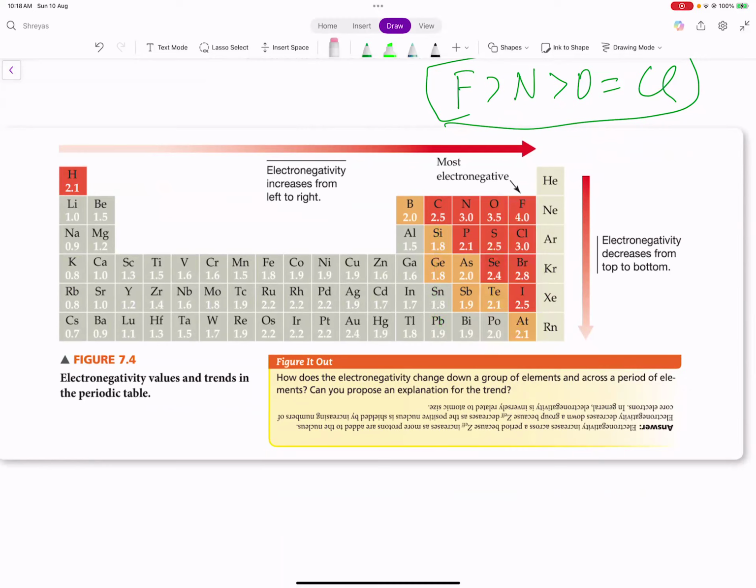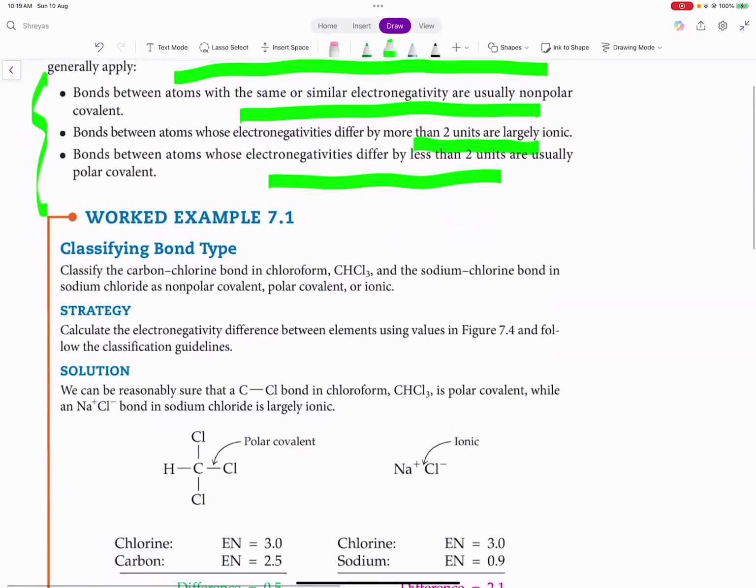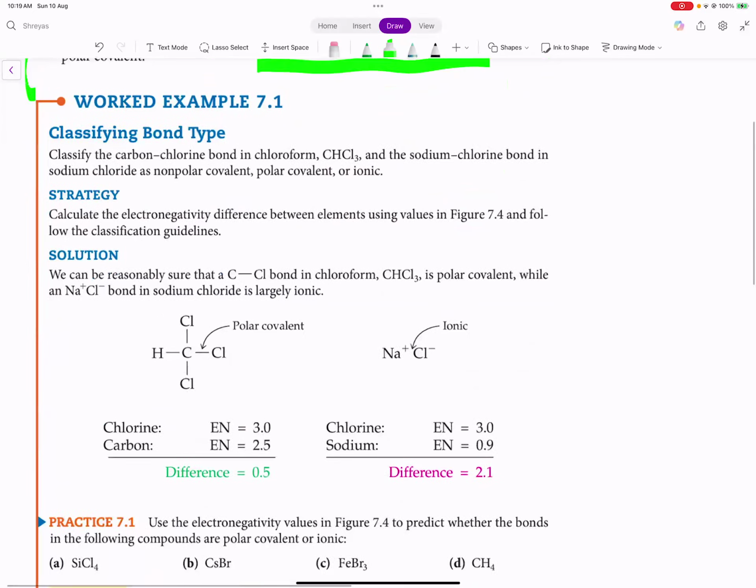So here are the rules. If they are the same atoms, then they are non-polar covalent. If the electronegativity difference is greater than 2 units, then it is largely ionic. And if it is less than 2 units, then we call them polar covalent. So for example, like this.